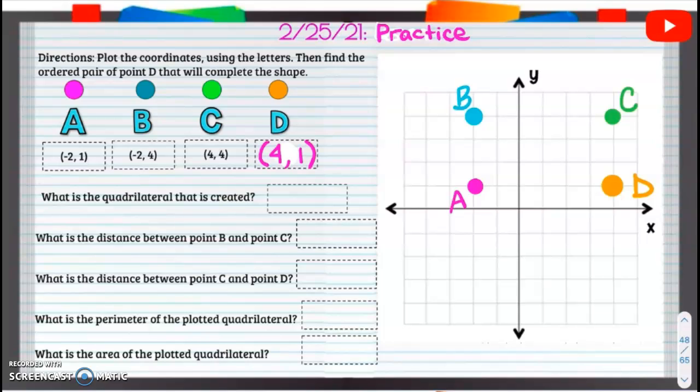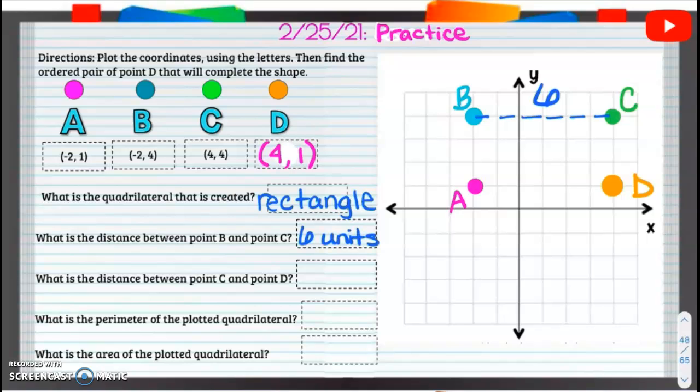Alrighty, let's take a look at our questions. Woohoo! Our quadrilateral that's created. It's a rectangle. Perfect. What is the distance between point B and C? Here's B, here's C. Let's take a look at our distance. So 1, 2, 3, 4, 5, 6. Our distance is 6 units.